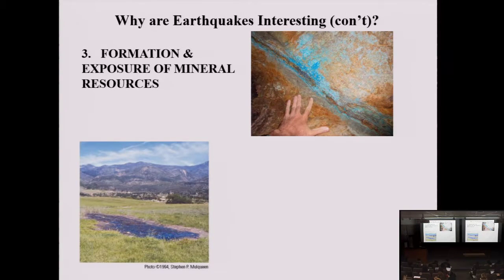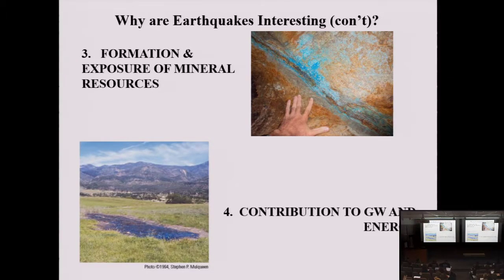This is a picture of a gold mine in Idaho Springs. The blue-green colored mineral is copper. So what you can see is that there's an earthquake fault for scale. There's a geologist's hand. There's a valuable seam of copper there that we can actually mine and use. So they are really, really good at forming and then also exposing mineral resources. We need copper. We need all sorts of things that we can find in earthquake fault boundaries.